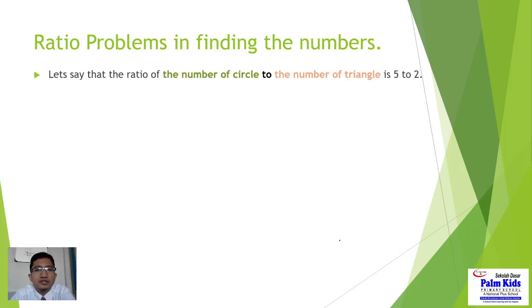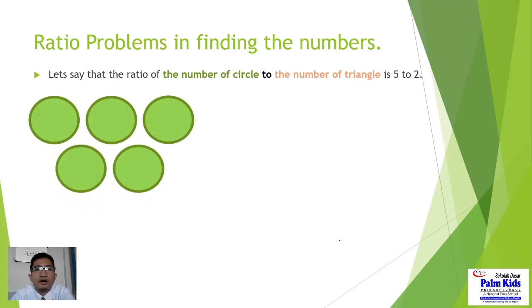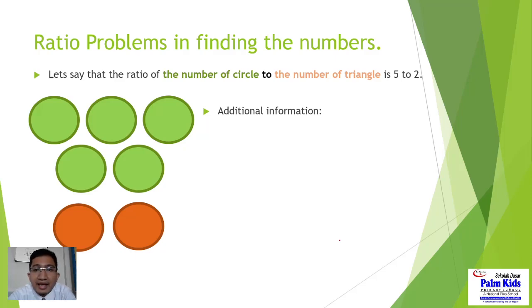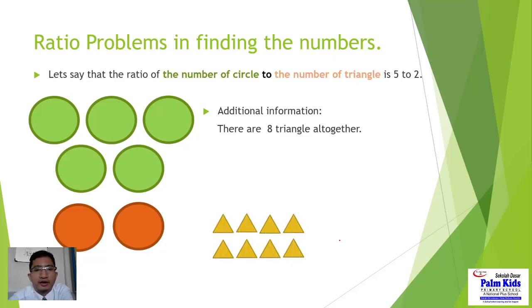For example, the ratio of the number of circles to the number of triangles is 5 to 2. So there is a ratio of 5 for the number of circles and a ratio of 2 for the number of triangles. And usually you will not be able to find how many triangles there really are, except if you have additional information, which is that there are 8 triangles altogether. Now you can picture that there are 8 triangles altogether. Now all you need to do is figure out how we can get these 8 triangles into these two ratio parts.